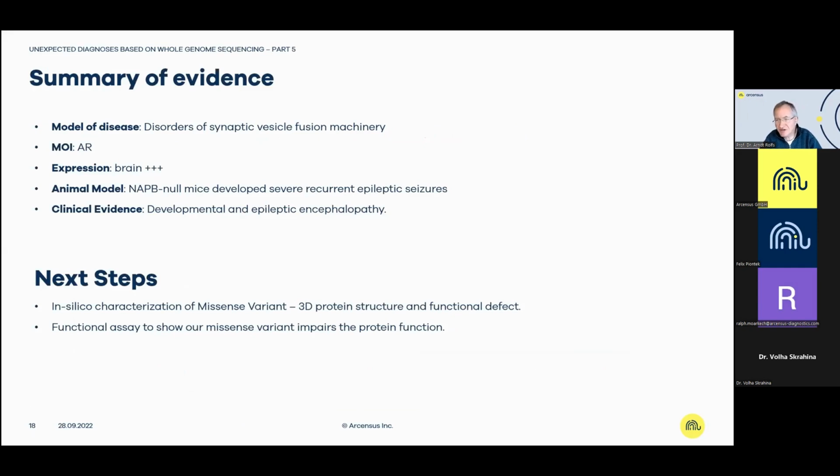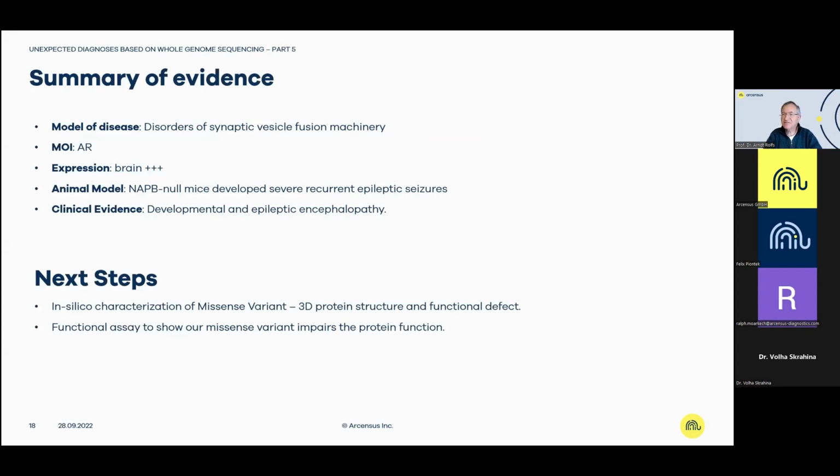So allow me to summarize the evidence. On the one side, in the model of the disease, we see a very nice overlay to our clinical phenotype, because this has been described as a disorder of the synaptic vesicle fusion machinery. It's autosomal recessive, which explains the pedigree. It's more or less exclusively expressed in the brain. The transgenic mouse model develops severe recurrent epileptic seizures. And also in the clinical evidence, we see an epileptic encephalopathy.